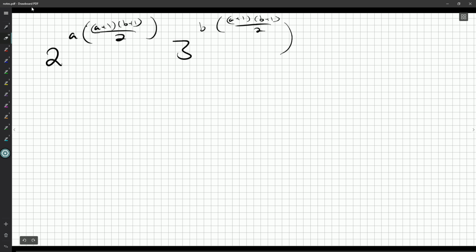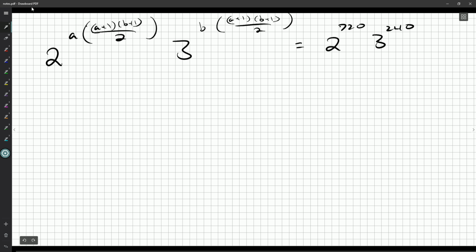So I think instead we're going to have to go with 2 to the (a plus 1)(b plus 1) over 2, 3 to the (a plus 1)(b plus 1) over 2. Oops. So this is my product of all the divisors, and this is 2 to the 720, 3 to the 240.